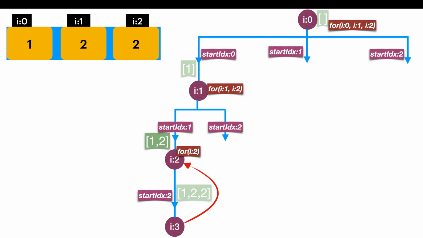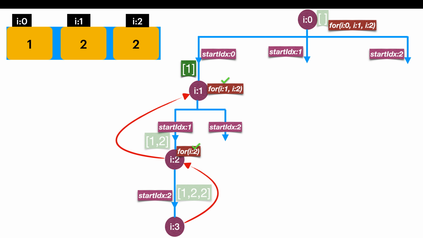Then we remove the last element from the list so that we get the actual subset which was initiated from the caller. Now from caller index 2, we are done with all possibilities. So we just return to its parent, then remove the last element from the list. So we get subset 1 again. Then from caller index 1, we are done with processing start index 1.